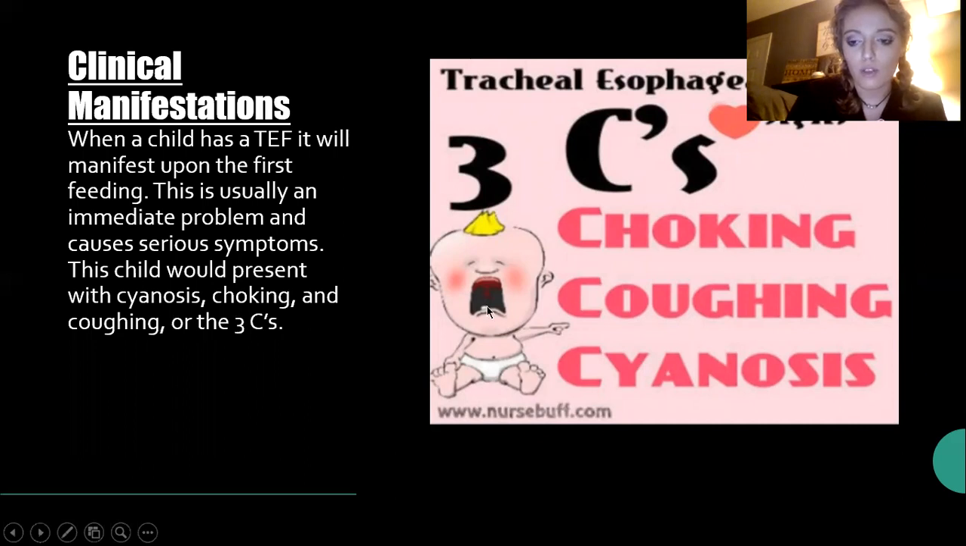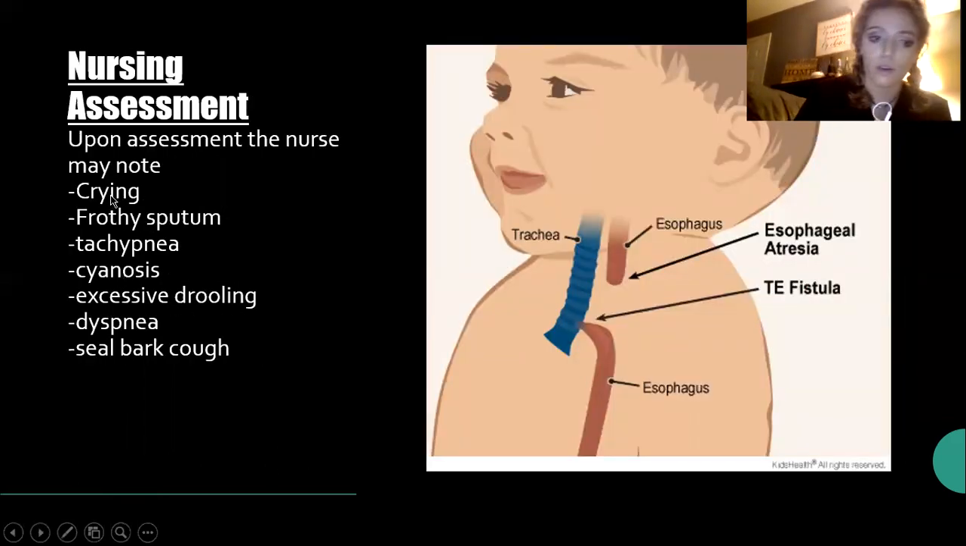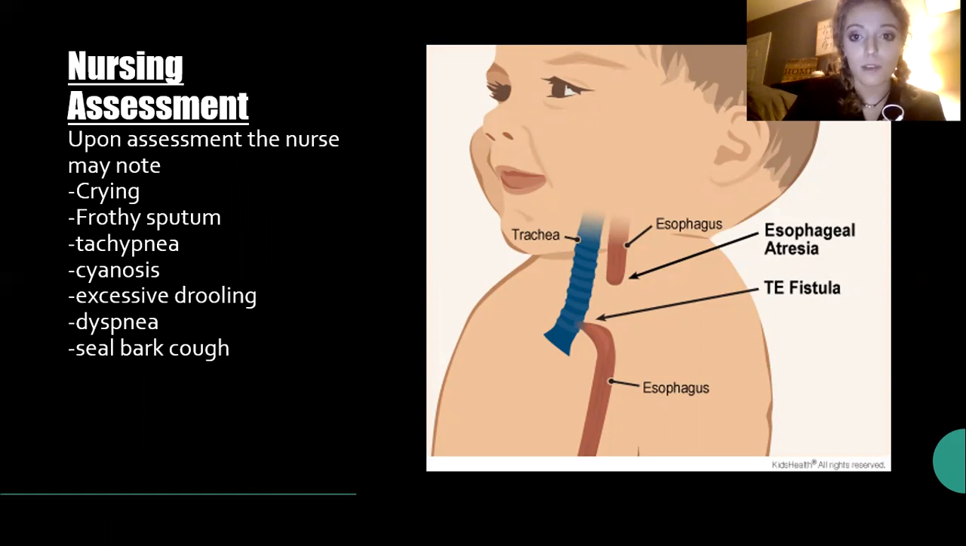It depends on whether it's an atresia or connected to the trachea at the top how much this child is aspirating. But the cyanosis goes along with not getting oxygen, so they will show hypoxia as well, and we know that hypoxia causes restlessness and irritation. The nurse is going to assess the subjective and objective data: the child is crying because they are restless and in pain. They would have frothy white sputum, tachypnea and dyspnea, using accessory muscles to breathe. They would have excessive drooling because that saliva doesn't have anywhere to go, so they're just expelling it at excessive rates.